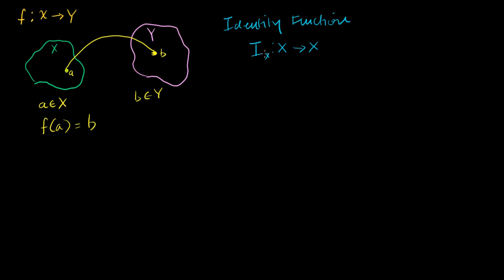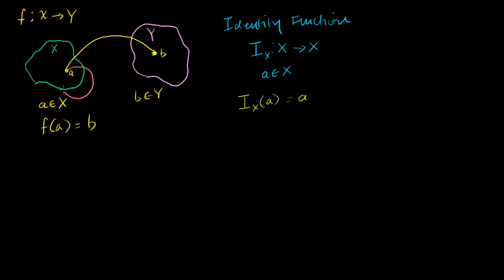What's interesting about the identity function is that if you give it some a that is a member of X, the identity function applied to that member of X, so the identity function of a, is going to be equal to a. So it literally just maps things back to itself. If I were to draw it on this diagram right here, let me pick a nice suitable color, it would look like this.